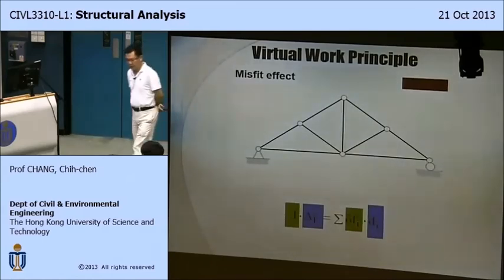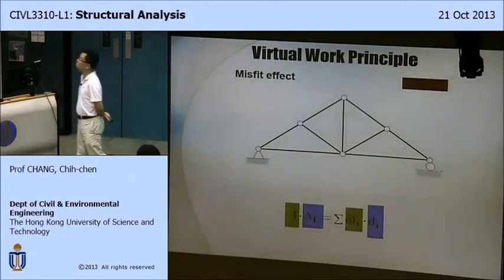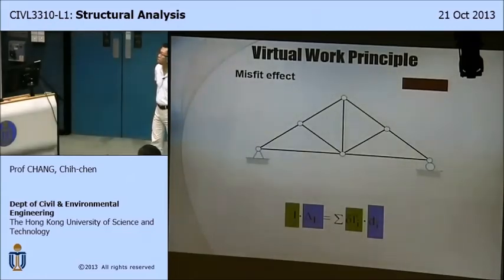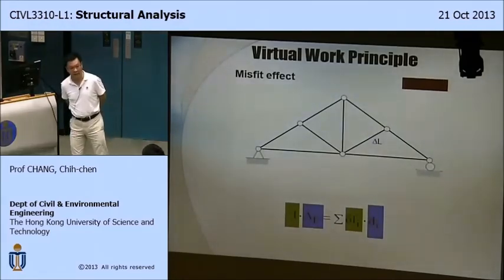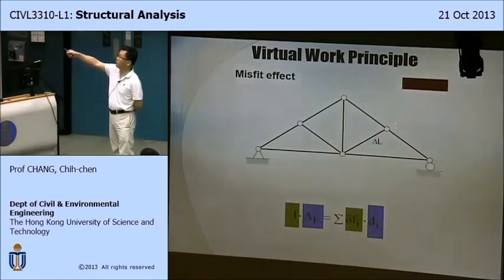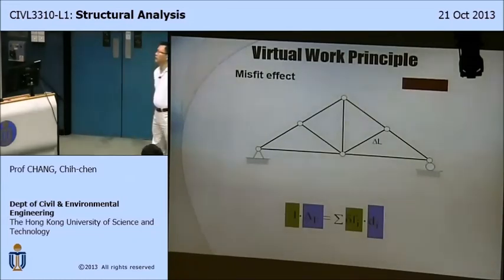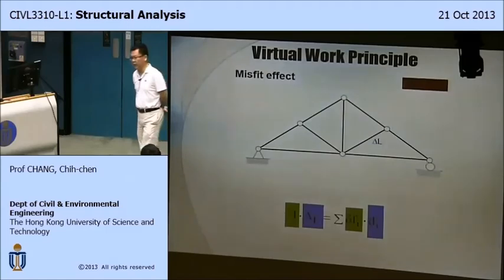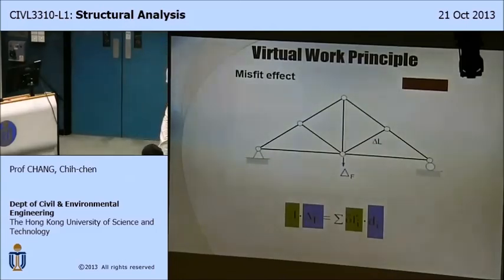Okay, misfit. Now, what happens if I have one of the members either too long or too short, or two members, one too long and one too short? That's called misfit. So let's say that I have this member too long, and I force it in. Imagine that this member is too long, but I force it to connect. Because of that, the whole structure is going to deform. So can I calculate deformations anywhere on the structure? Can I calculate that displacement?